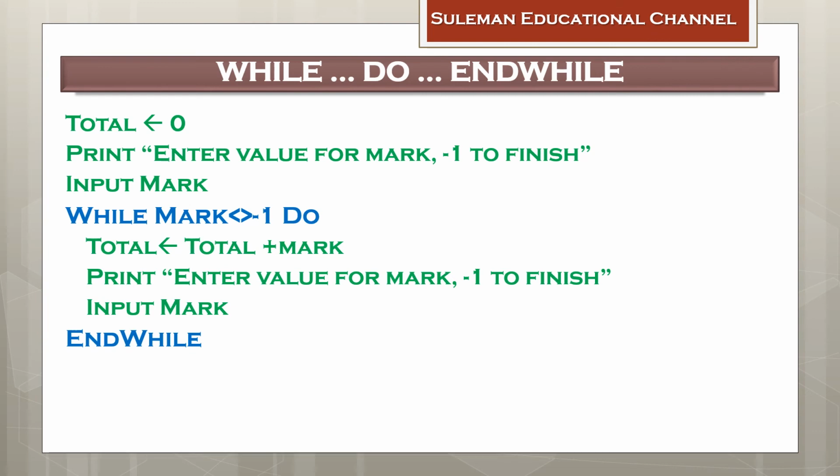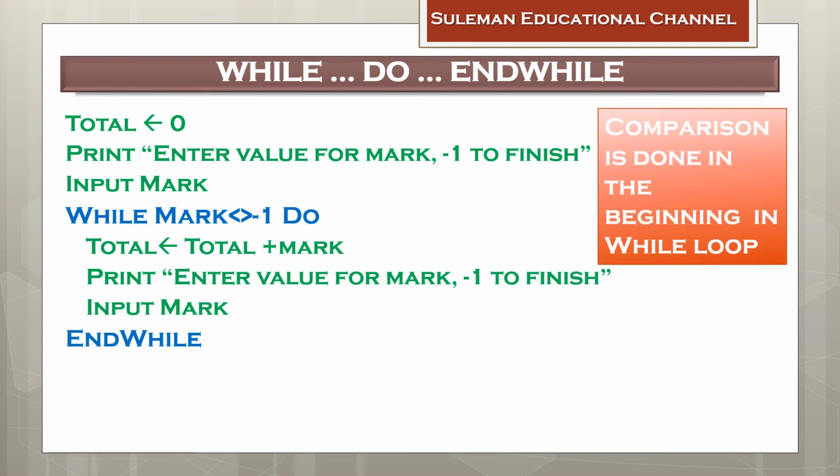In line 3, input mark. Here data entry is done and the value is stored in the variable mark. Line 4, while mark is not -1, do. Here the value of mark is compared with -1. If the value of mark is not -1, then the condition is true and the loop will be executed. Line 5, total assignment operator total plus mark. Here the new value of total will be calculated by adding the old value of total with the value of mark.